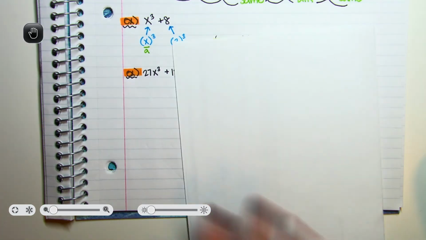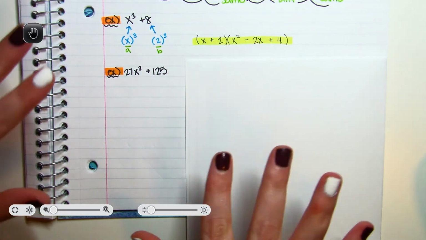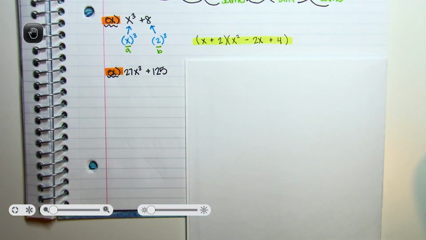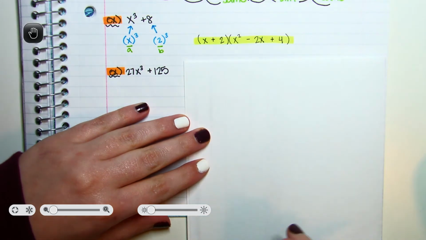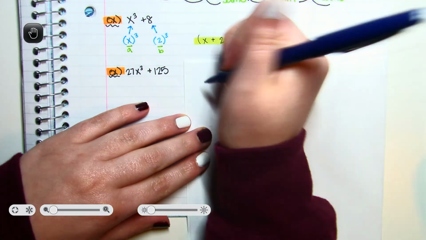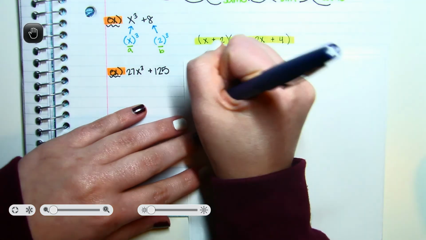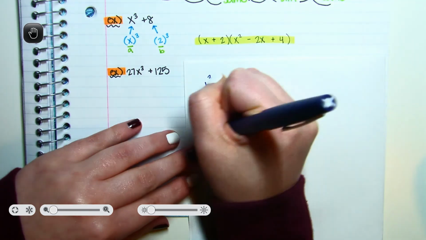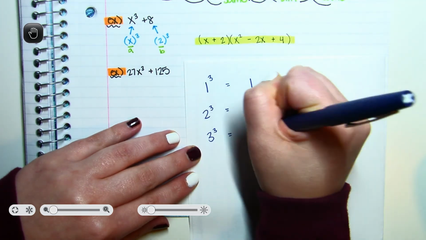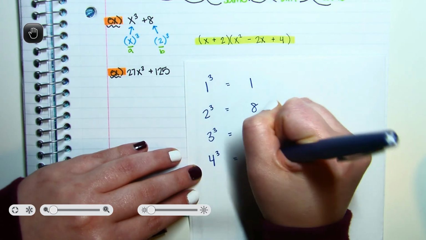So I'm going to make a little side note. I didn't leave room for it on my actual piece of paper that I'm writing stuff out, but I want to just make a little side note, and you can make a list too and keep it handy if you'd like. So 1 cubed is 1. 2 cubed is 2 times 2 times 2, which is 8. 3 cubed is 27. 4 cubed is 64.